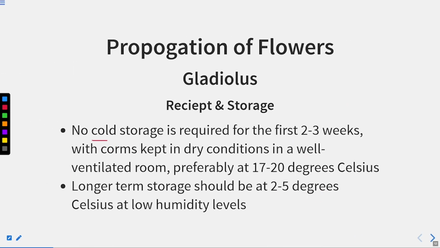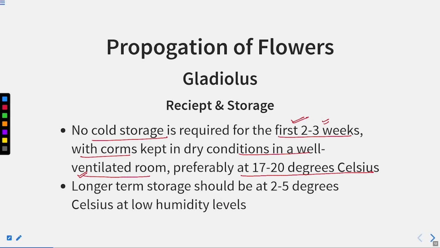So no cold storage is required for the first 2-3 weeks, with corms kept in dry condition in a well ventilated room. There is no need of storing this particular gladiolus corm in cold storage. We can keep this corm for up to 2 to 3 weeks normally in dry condition, but it should be kept in a properly ventilated room, and the temperature must be around 17 to 20 degrees Celsius.